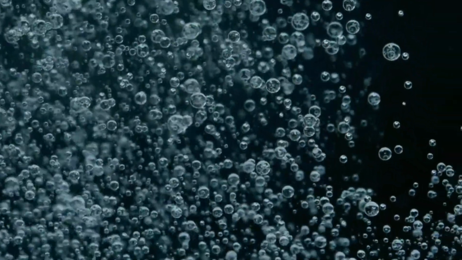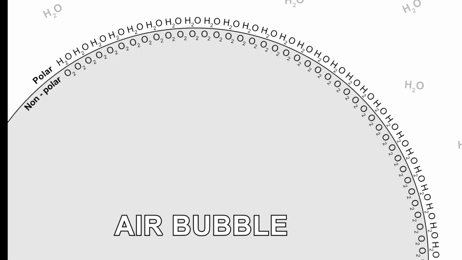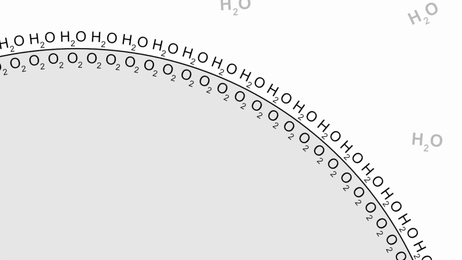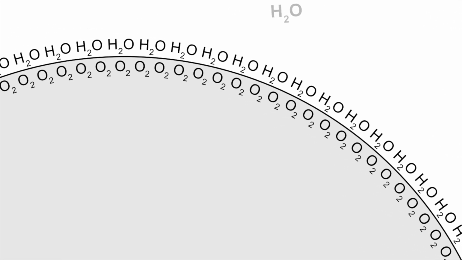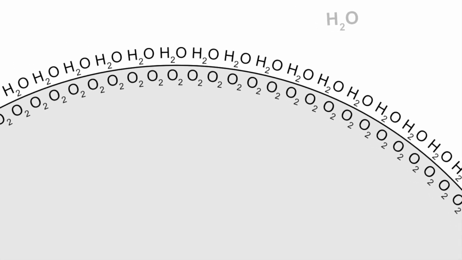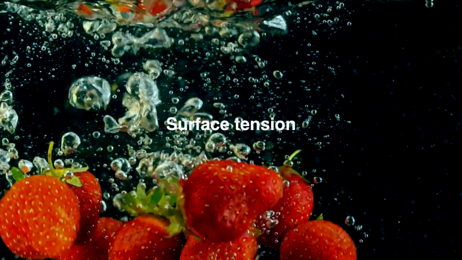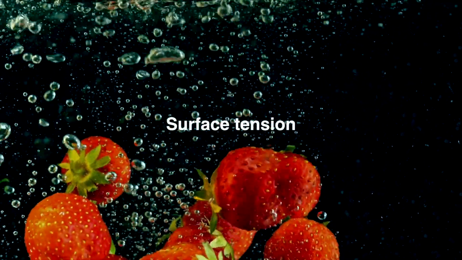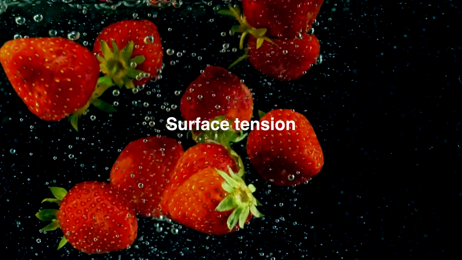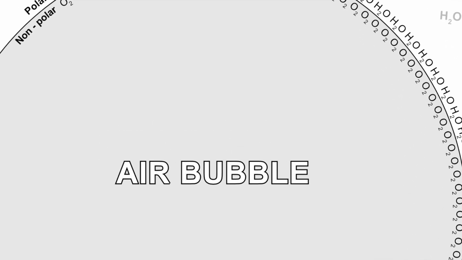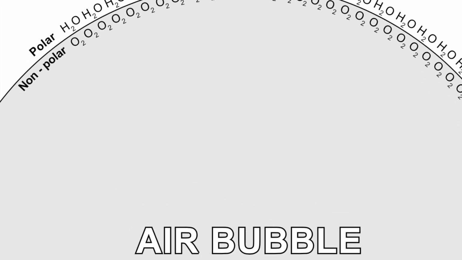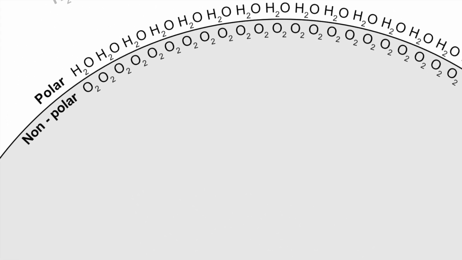When a bubble is formed, nonpolar molecules of air are trapped inside, surrounded by polar molecules of water. The polarity of water bonds the molecules to each other to form the wall. It is called surface tension. Now you can see that each bubble has both polar and nonpolar layers.